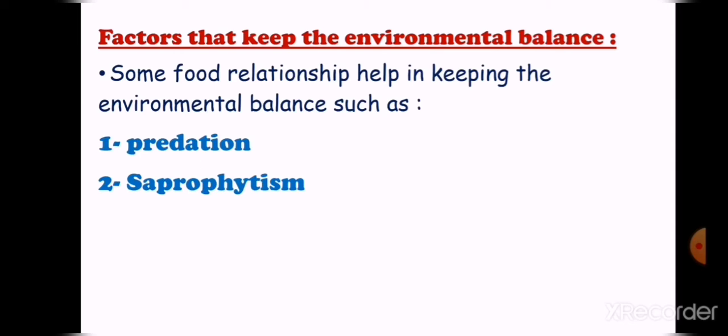And what are the factors that keep the environmental balance? There are some food relationships that help in keeping the environmental balance, such as predation and saprophytism. Predation is a food relationship that helps maintain the environmental balance, and saprophytism also keeps the environmental balance.